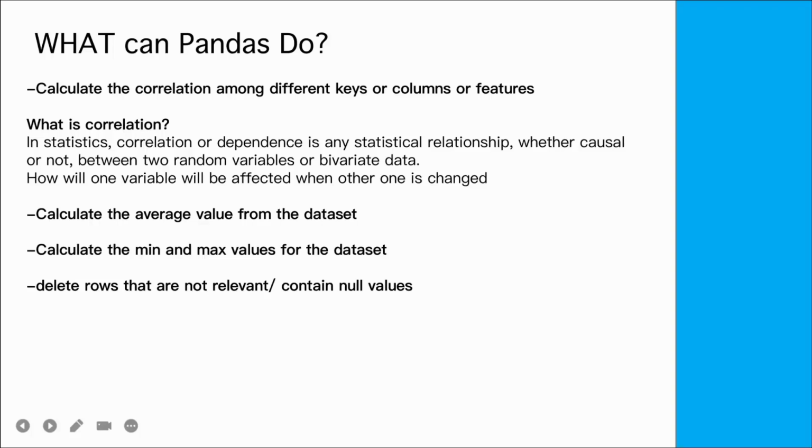And correlation is a very important aspect because whenever we do feature engineering, we have to do correlation analysis to find out which features are correlated and what is the extent of correlation.